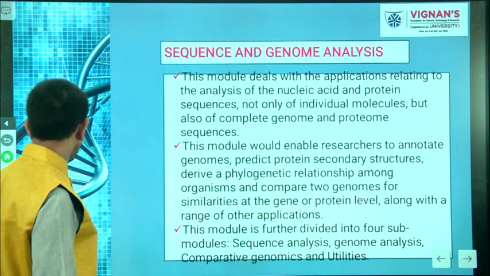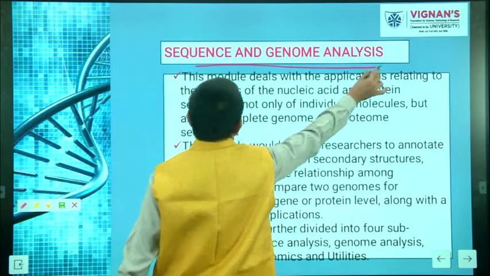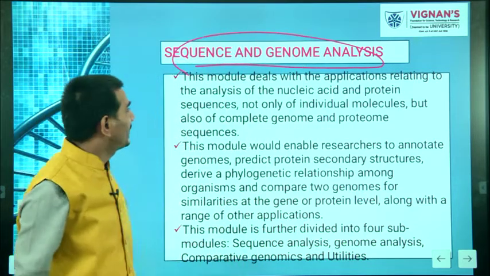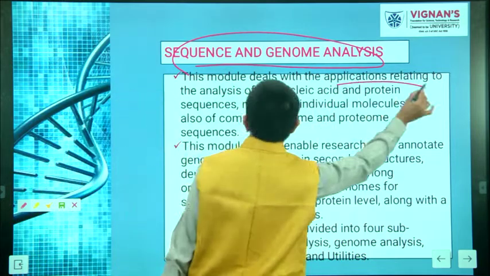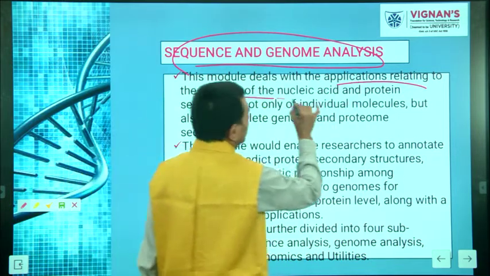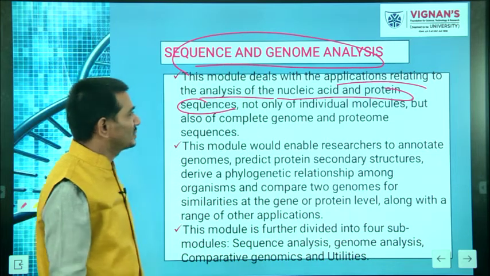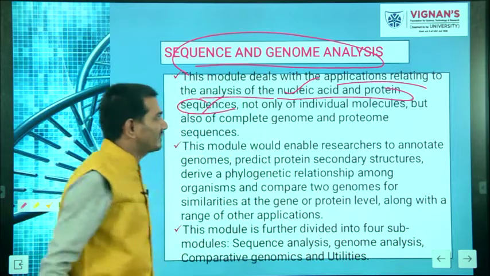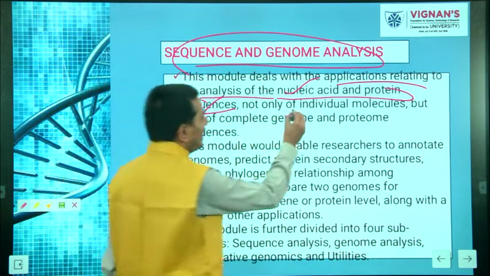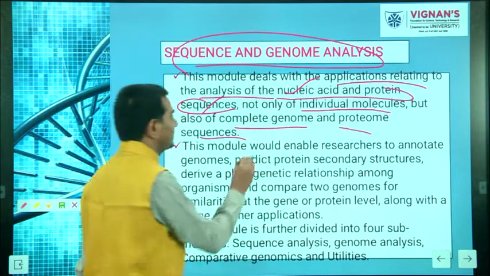So, coming to the first module of Biosuite, that is sequence and genome analysis. This module mainly deals with the applications relating to the analysis of nucleic acid and protein sequences. As mentioned earlier, there are two types of sequences: first one is nucleic acid sequence and then the protein sequence. Not only for individual molecules, but also of complete genome and proteome sequences.